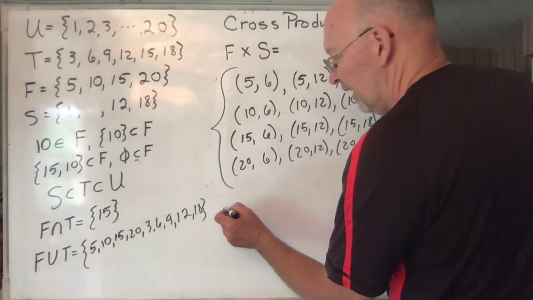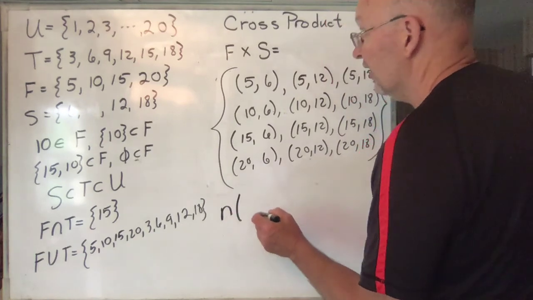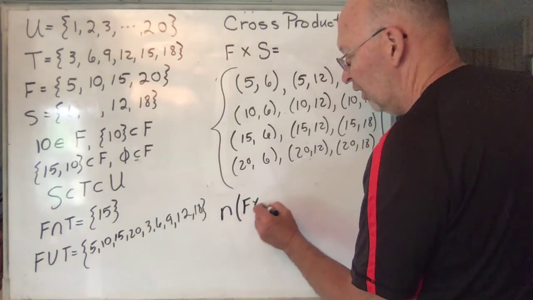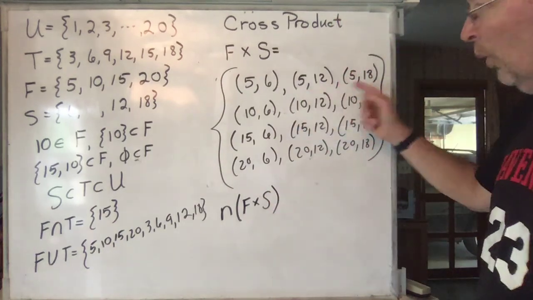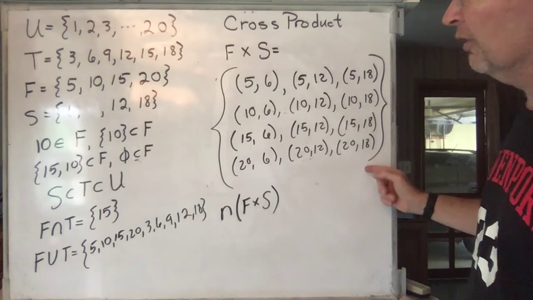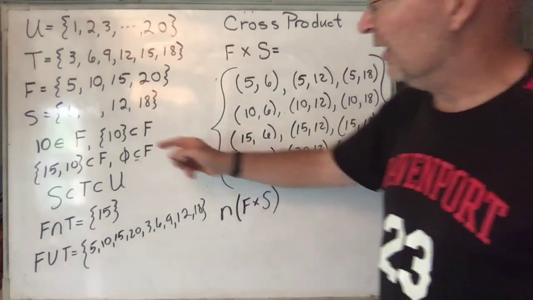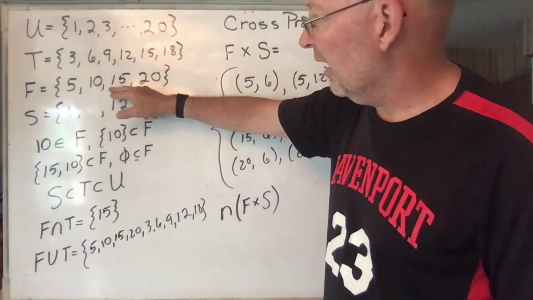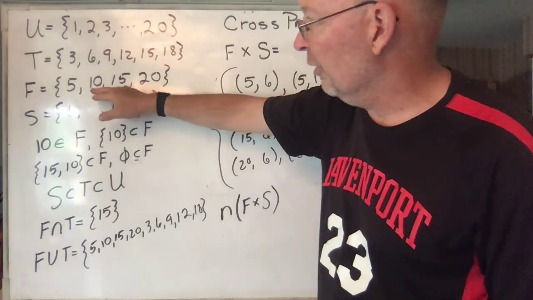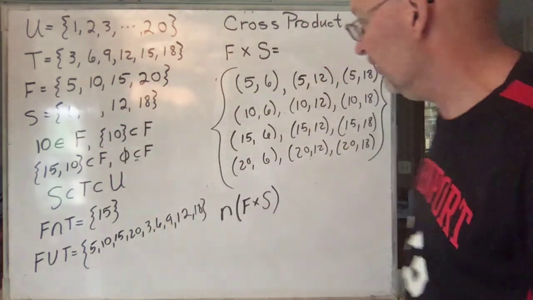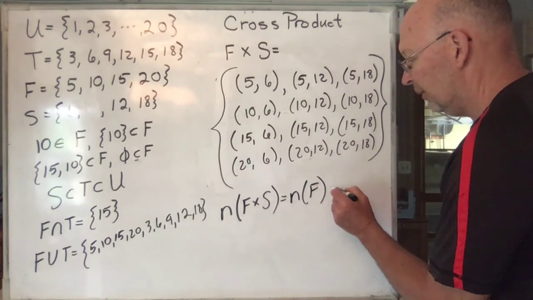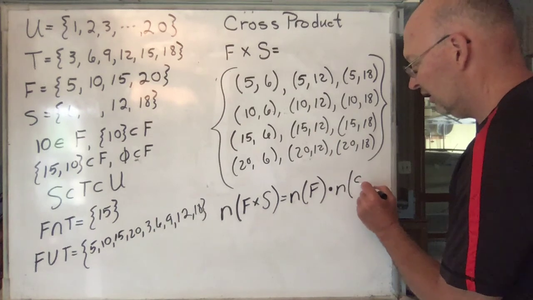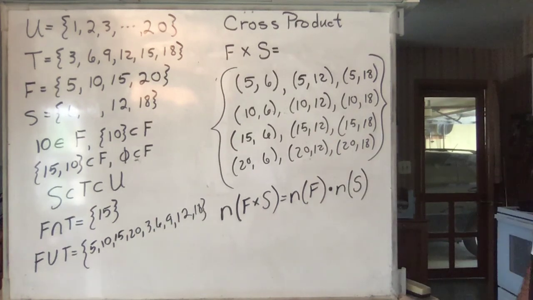Now, what if I were to ask you this question? What is the number of things in F cross S? How many things are in there? 1, 2, 3, 4, 5, 6, 7, 8, 9, 10, 11, 12. Can you see the rule? Because you take each of these things and each of these things and pair them, so it's just going to be the number of things here times the number of things here. So this is just going to be the number of things in F times the number of things in S. See that? So there you go.